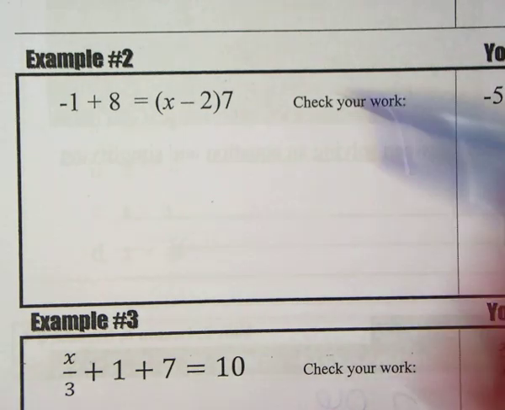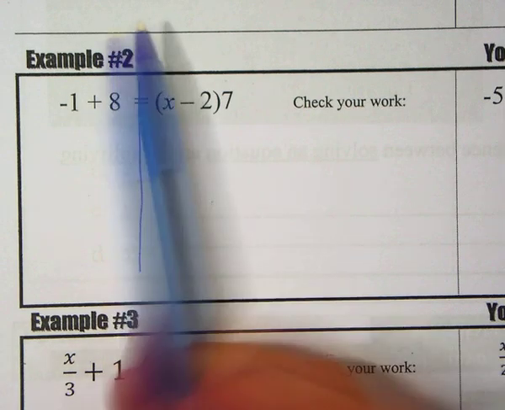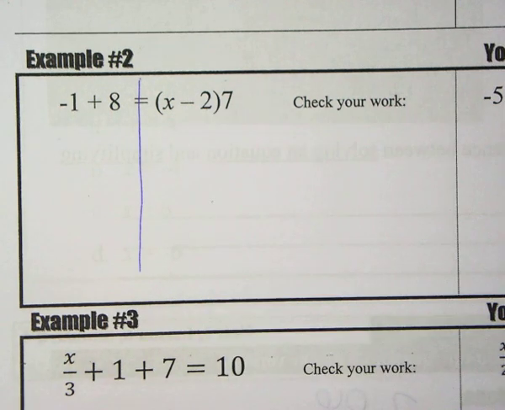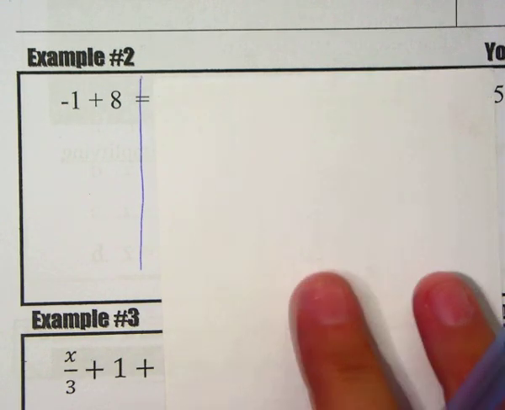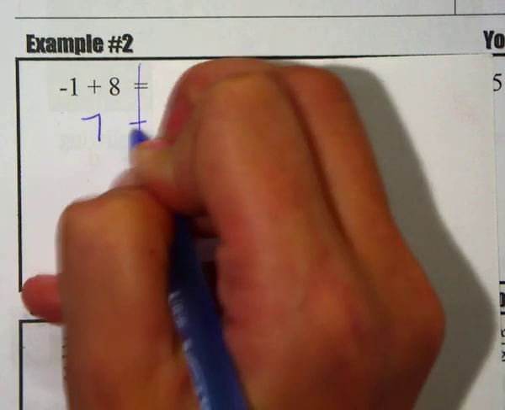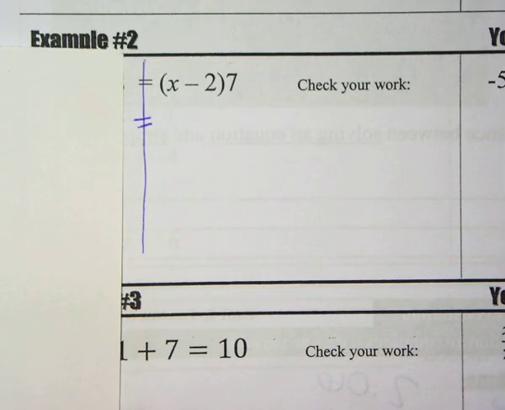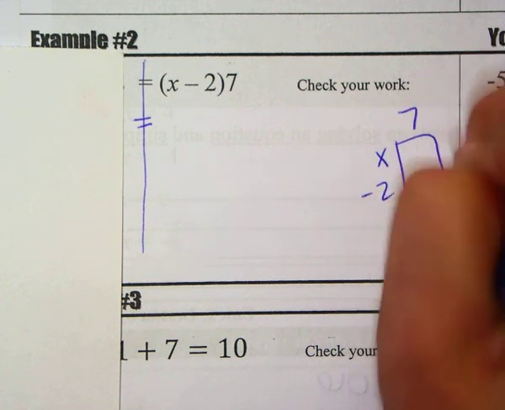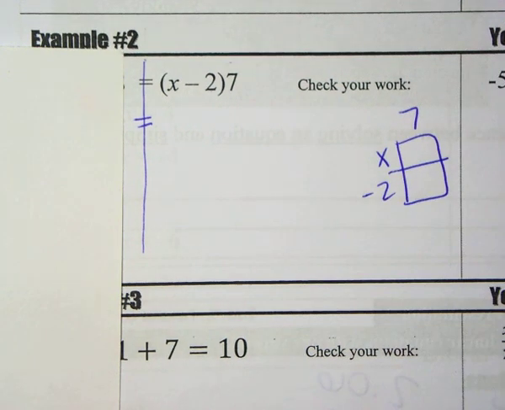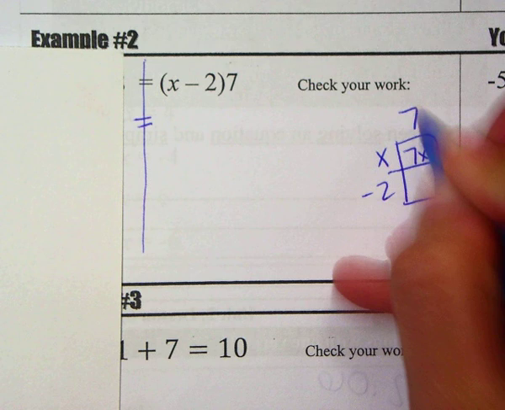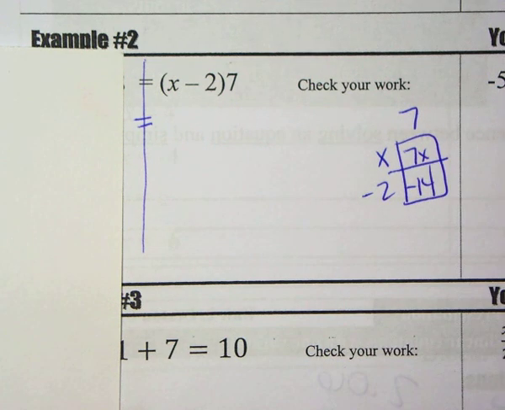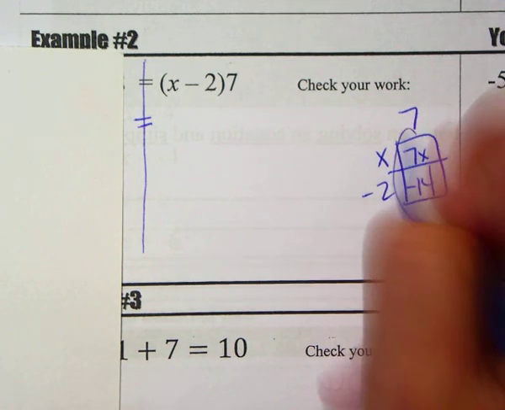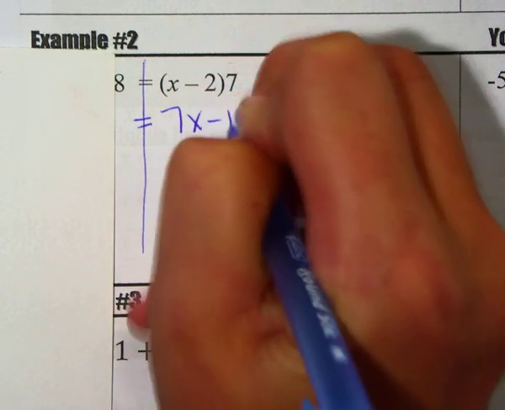So this is an equation made up of two expressions. We need to first simplify each expression. So I'll simplify the left first. Negative 1 plus 8 is 7. Then simplify the other side. This is the distributive property, so I might go to the side and do some box method. 7x, negative 14. So this simplifies to 7x minus 14.